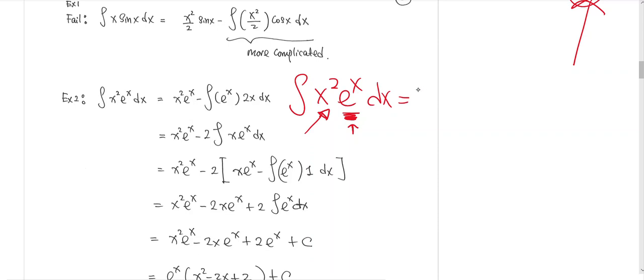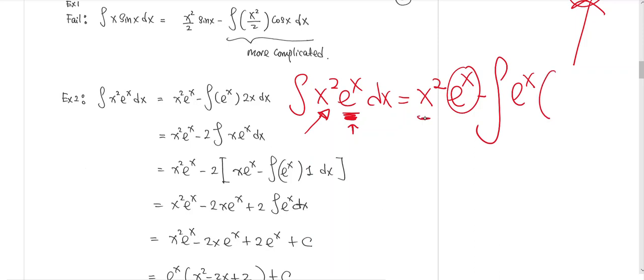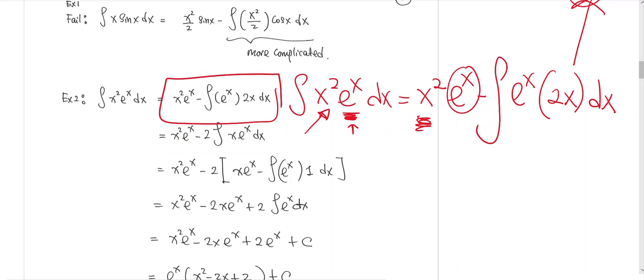So I fix this one, not doing anything to it. I integrate e^x, you still get e^x, so you don't really see that I integrated it. And then I put an integral sign, copy and paste the result of that integration. And then the one that you left behind, now is the time to take care of it by taking the derivative, and then dx. Which is exactly what you have right here.